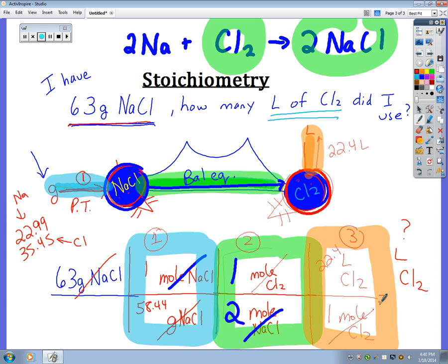I write my equal sign, and how do you do your math? However you do it, I'm going to go ahead and take 63 divided by 58.44 times 1, you don't need to do that, divided by 2 times 22.4. And I get 12.07.